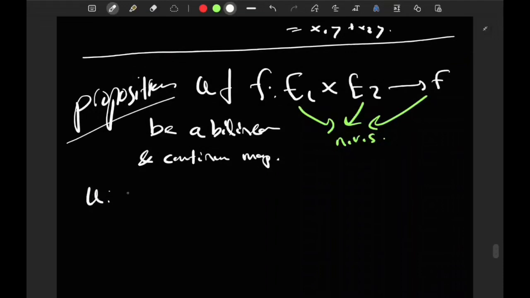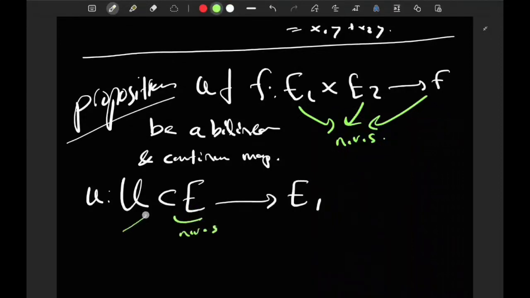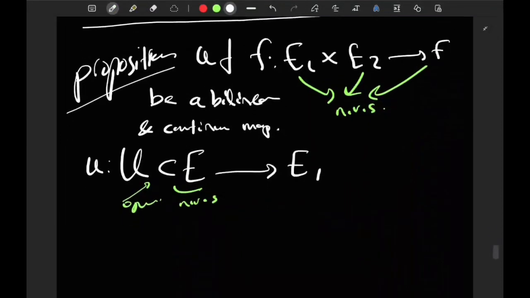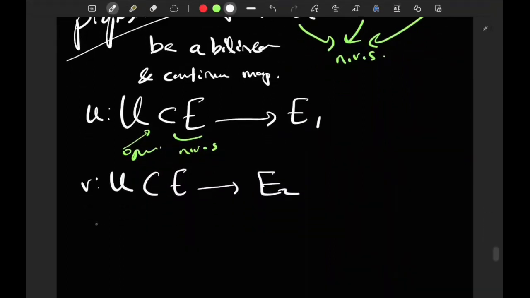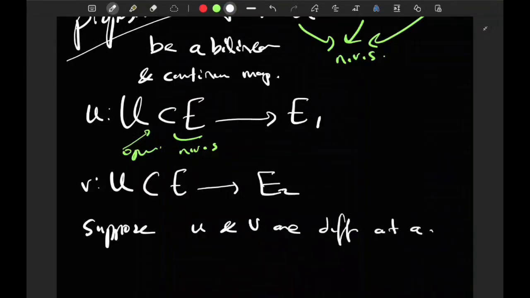So consider some open subset U of a certain normed vector space E, with a map u from U into E1, and some v going from the same open set U living inside E into E2, instead of E1. So suppose that both u and v are differentiable at a given point, say a. So let's suppose u and v are differentiable at a.